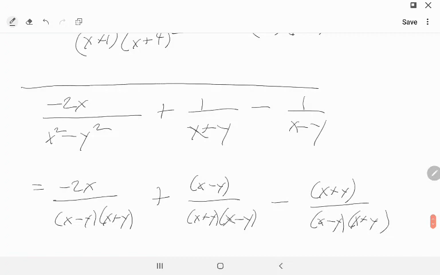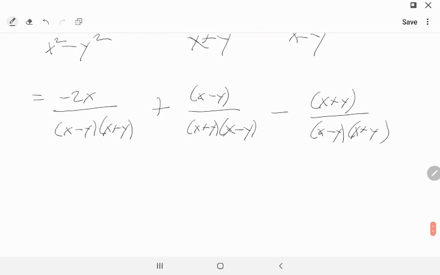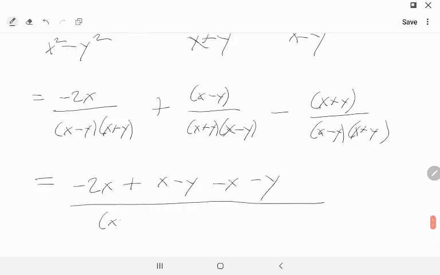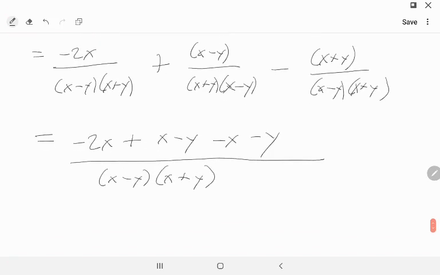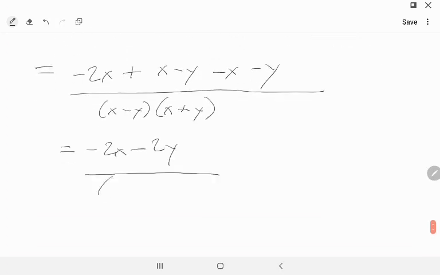So the first rational expression we didn't have to do anything to. The second rational expression we multiplied numerator and denominator by x minus y. The third rational expression we multiplied numerator and denominator by x plus y. And so we get negative 2x plus x minus y minus x minus y, all divided by x minus y times x plus y. Now if we combine everything, we're going to get negative 2x plus x is negative x, minus x is negative 2x, minus 2y, all divided by the quantity x minus y times the quantity x plus y.